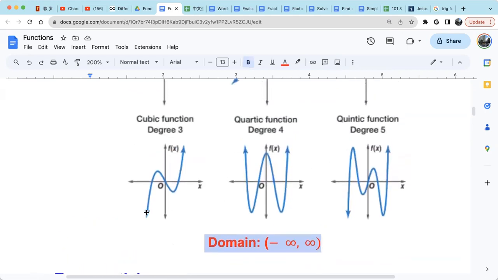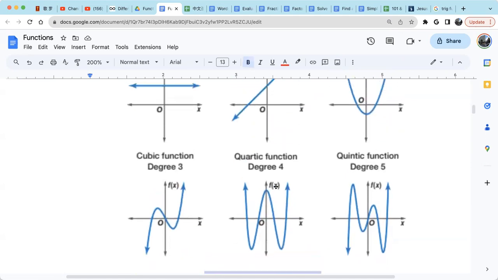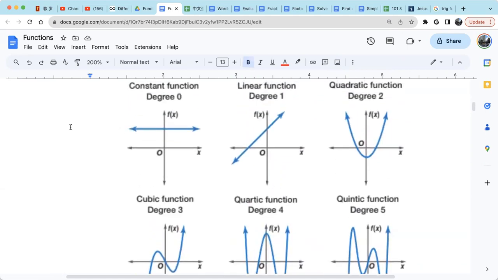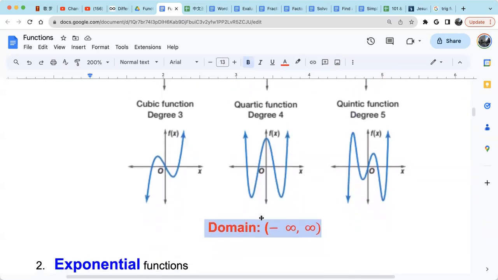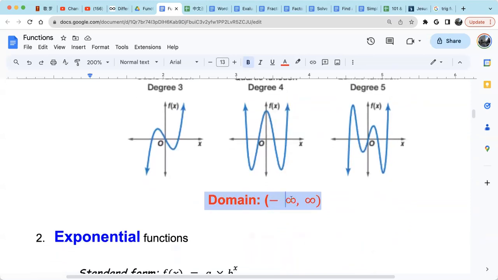You see the arrows? The arrow keeps going to the left, and the arrow keeps going to the right. So the domain of polynomial function is all real numbers. We indicate it with an interval notation like this: it goes from -infinity up to +infinity.